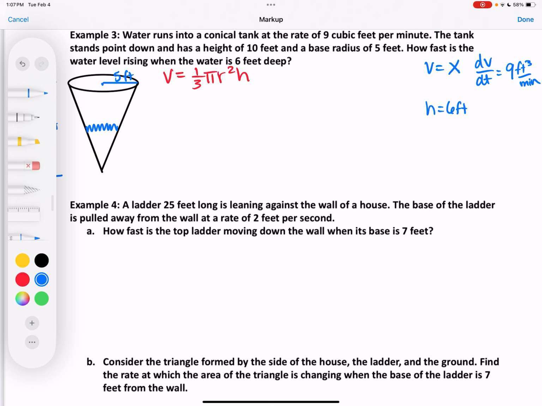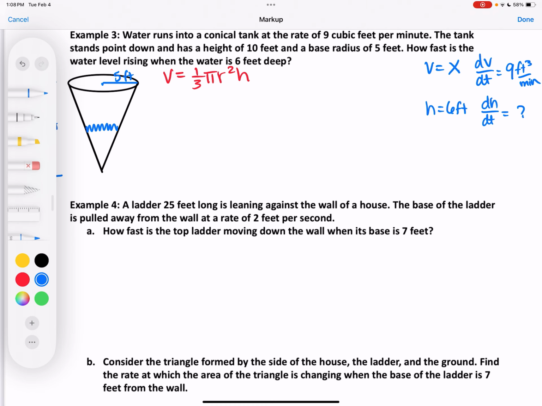And then dh/dt, how fast is the water level rising, is what we're trying to find. Now, under normal circumstances, what else do you think I also need? Radius, I guess. Yes, but I'm going to see if there's a way that I can find it, because I actually need the radius here where the water level is, right?